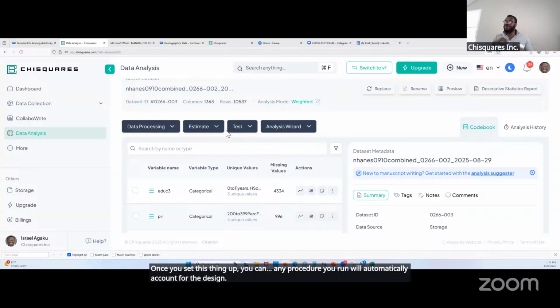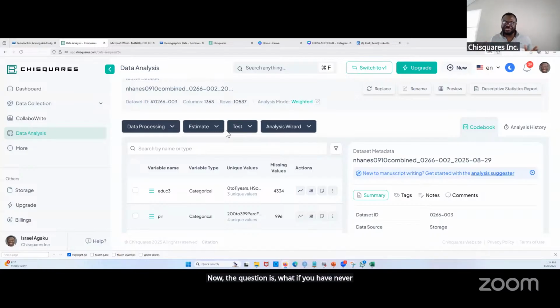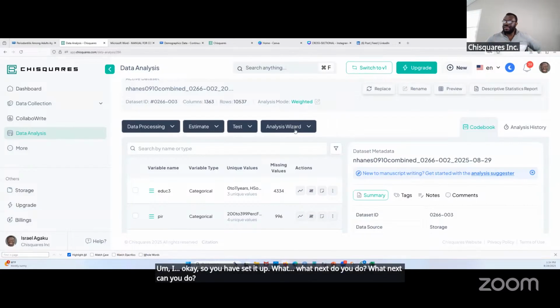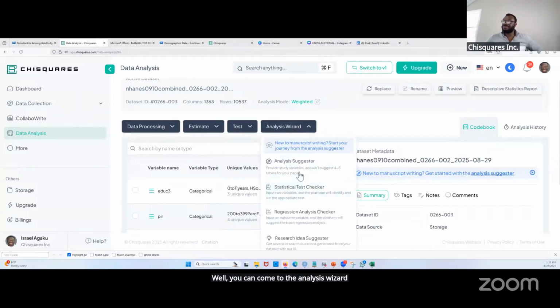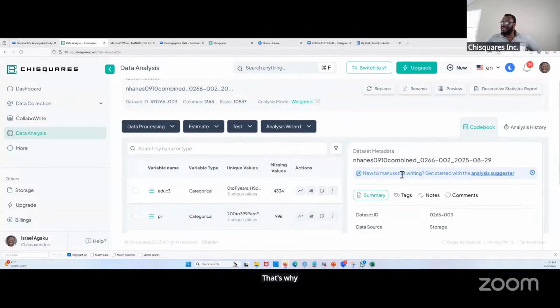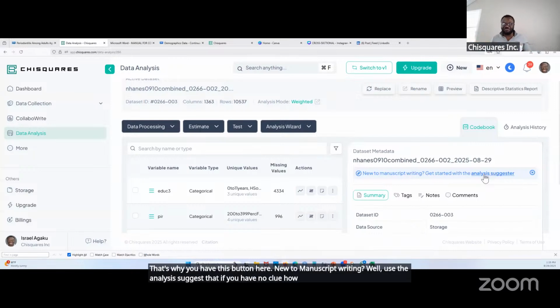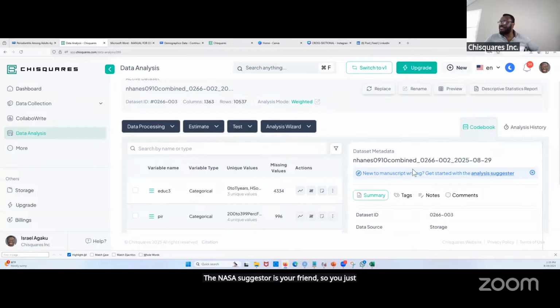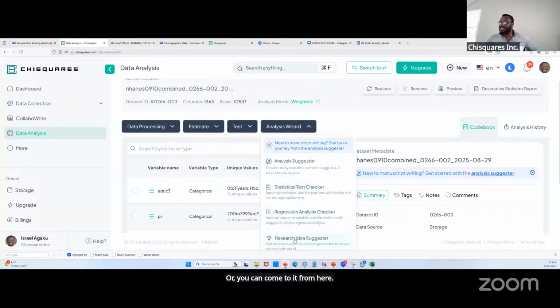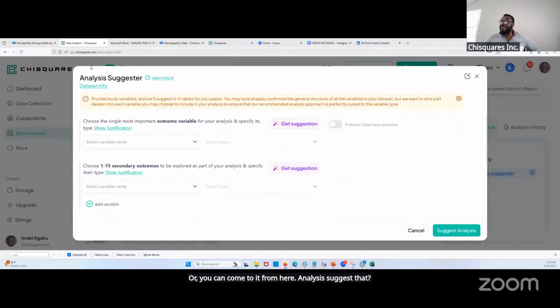Now, the question is, what if you have never written a manuscript? Okay, sure, you have set it up. What next can you do? Well, you can come to the analysis wizard here and come to the analysis suggester. That's why you have this button here. New to manuscript writing? Well, use the analysis suggester. If you have no clue how to write a manuscript, but you have to write a manuscript, the analysis suggester is your friend. So you just click the analysis suggester, or you can come to it from here, and you come to this page.